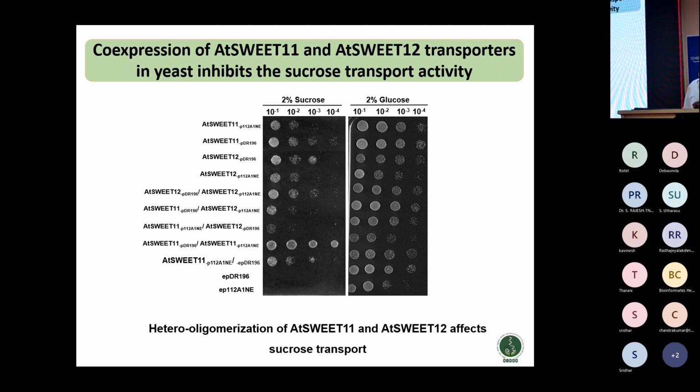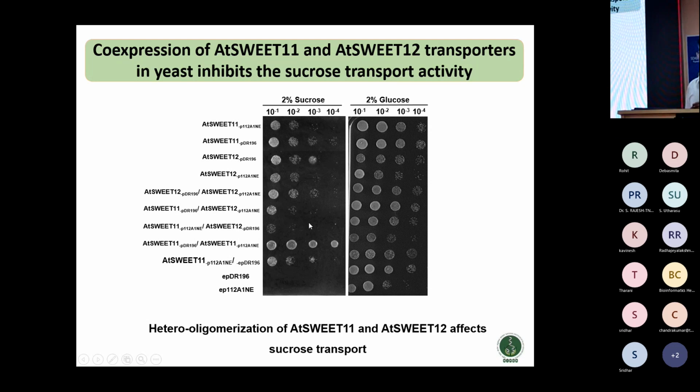To prove that, we have taken the transporters from 11 and also 12, and we have performed assays to see how yeast growth happens at different sucrose levels. So basically, there is the possibility of homo-oligomers, for example 12 and 12, or 11 and 11, versus the possibility of hetero-oligomers, 11 and 12 and 12 and 11 in the other direction.